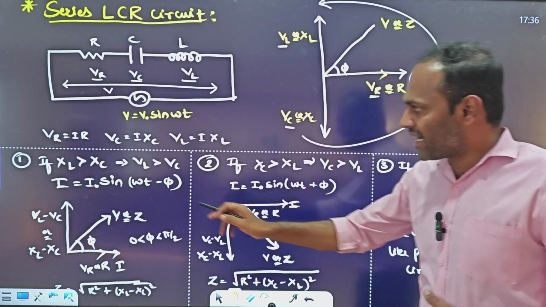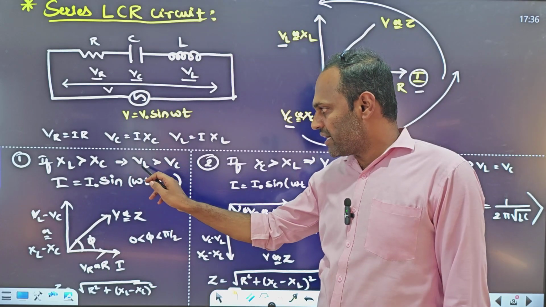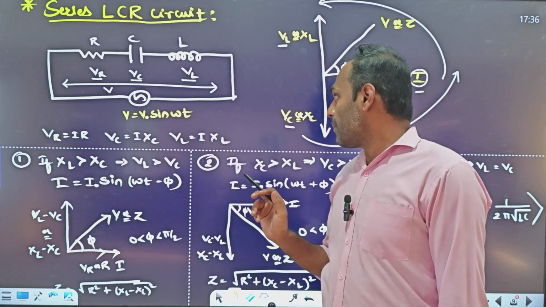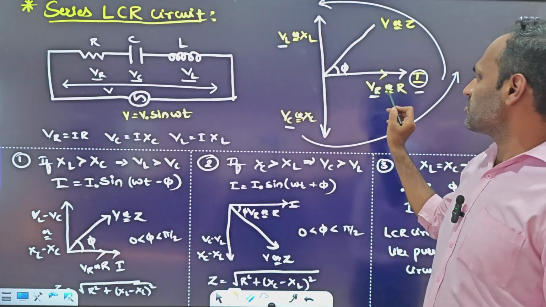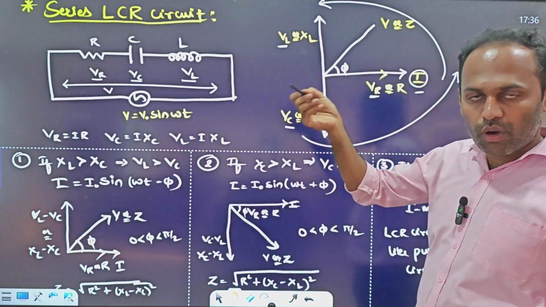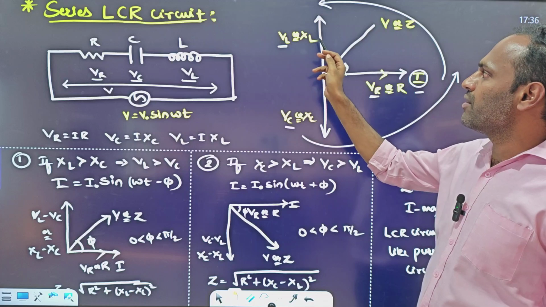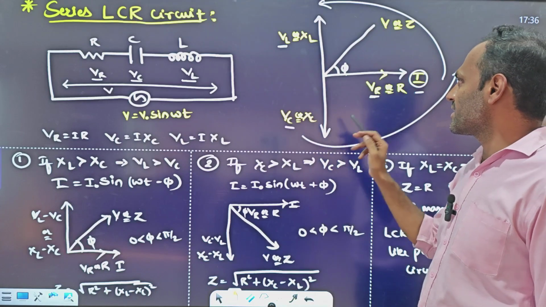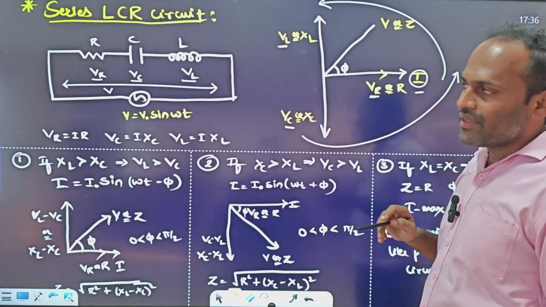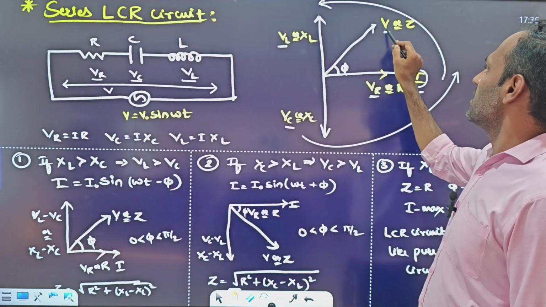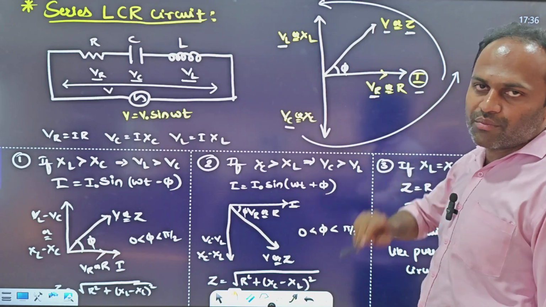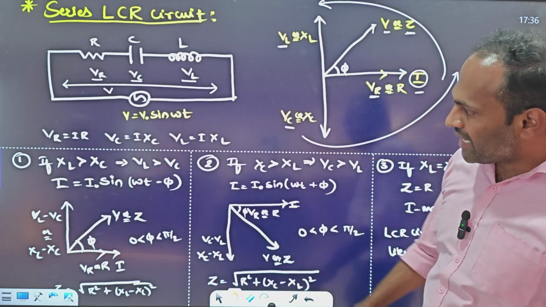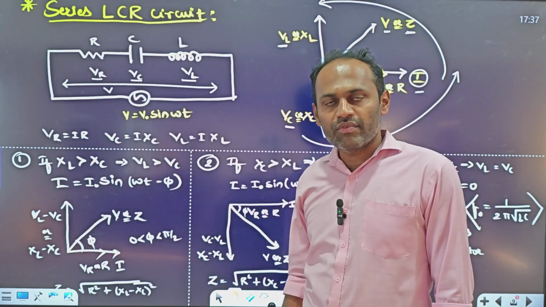If XL is greater than XC, then voltage across inductor will be greater than VC. Now look here, in this phasor diagram we have marked voltage. In place of voltage you can take opposition. In place of VL you can take XL, in place of VC you can take XC, in place of VR you can take R. In place of resultant voltage, you can take resultant opposition, that is impedance. If XL is greater than XC, VL will be greater than VC.